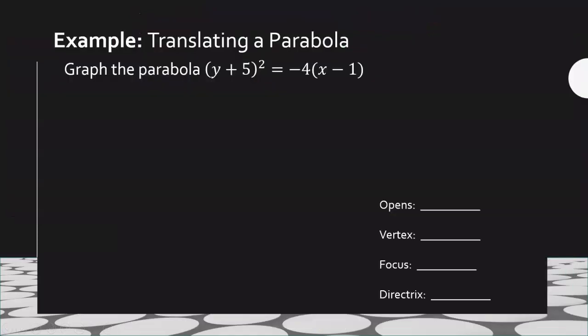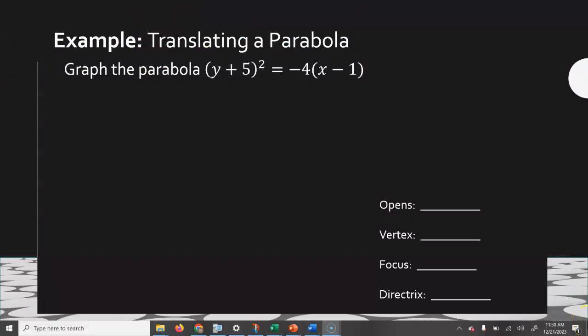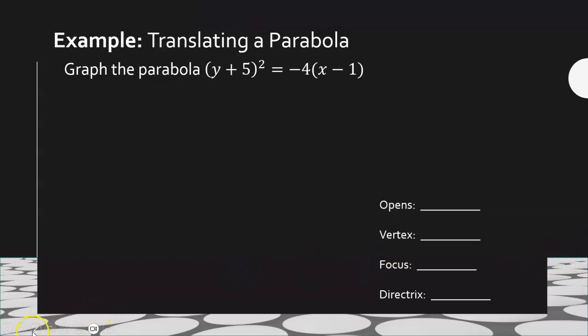All right, let's look at an actual example here to make sense of all this. The first thing I notice with this example is that it's the y value that's being squared. So this is one of those that's going to open left or right. Now, if our p value here was positive, it would open to the right, but since it's negative, it's going to open to the left. Okay, so that's important.